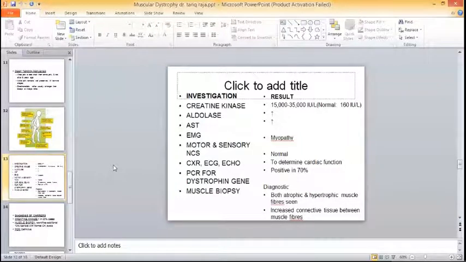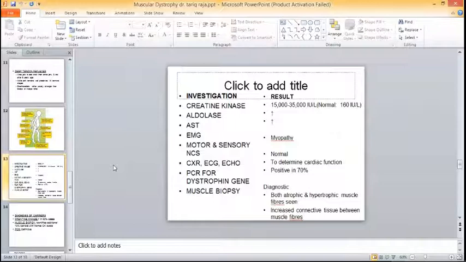And as I discussed in my presentation, your respiratory muscles are involved, so chest X-ray, echo, and ECG can be done to determine the cardiac and lung functions. We can also go for the PCR for the dystrophin gene, which would be positive in 70%. Last but not least, muscle biopsy. That is the diagnostic test.